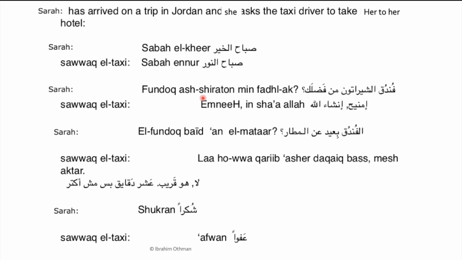فندق الشيراتون من فضلك. So من فضلك means please. فندق is hotel, so she said the Sheraton hotel, please. So if you want to get in a taxi in order to go to a certain place, all you need to say is فندق, the name of the hotel, replace it with your hotel name, and then followed by من فضلك. And the taxi driver will take you then.